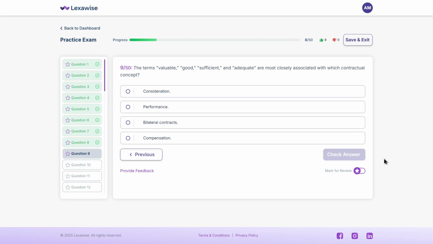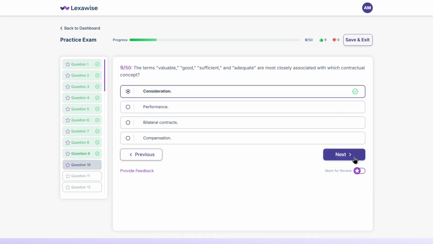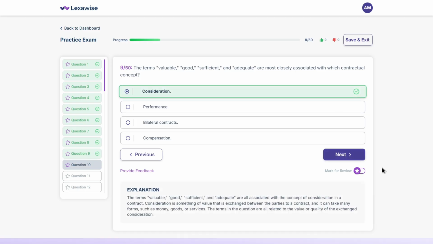The correct answer is A. Consideration. These terms describe the value exchanged in a contract, something both parties offer as part of the agreement.